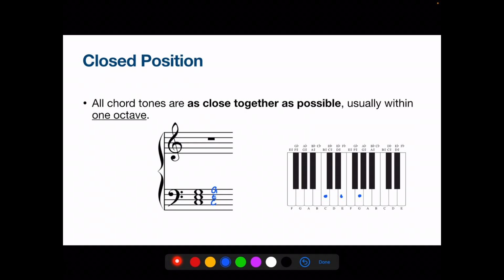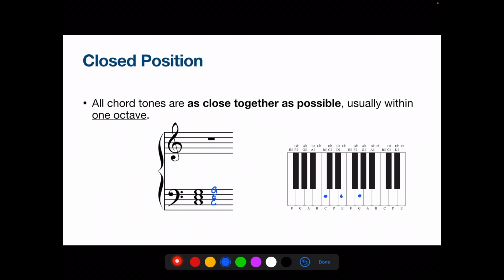Right? So this is a closed position, and this is something that we have seen again and again in our previous lectures, in the triads and also in the seventh chords. We talked about the pancakes, right? Those are definitely closed positions because all the notes are within this 1 octave range.